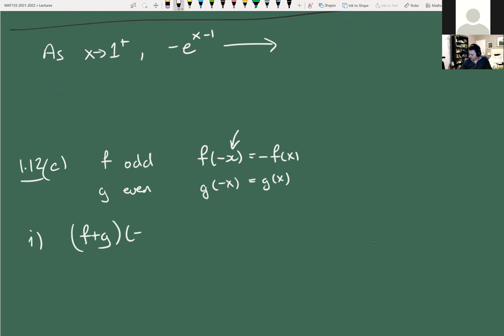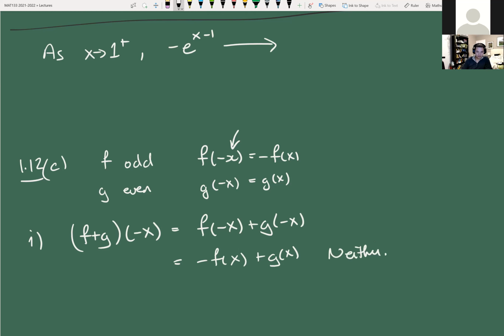Okay, so I'm going to plug negative x into this. And if I do that, I get f of negative x plus g of negative x. Well, f is odd, so I can pull the minus sign out. G is even, so the negative sign does not come out. That's neither f plus g nor negative f plus g. So this is just neither.